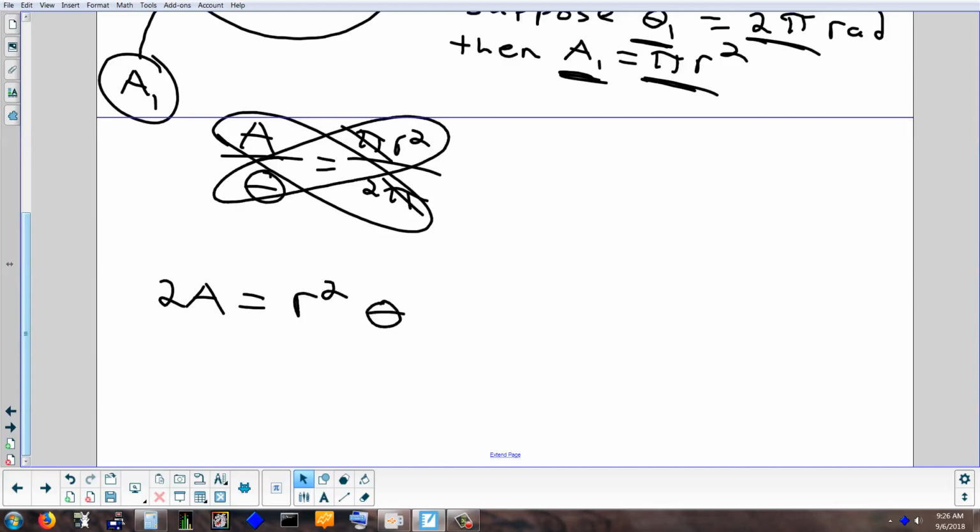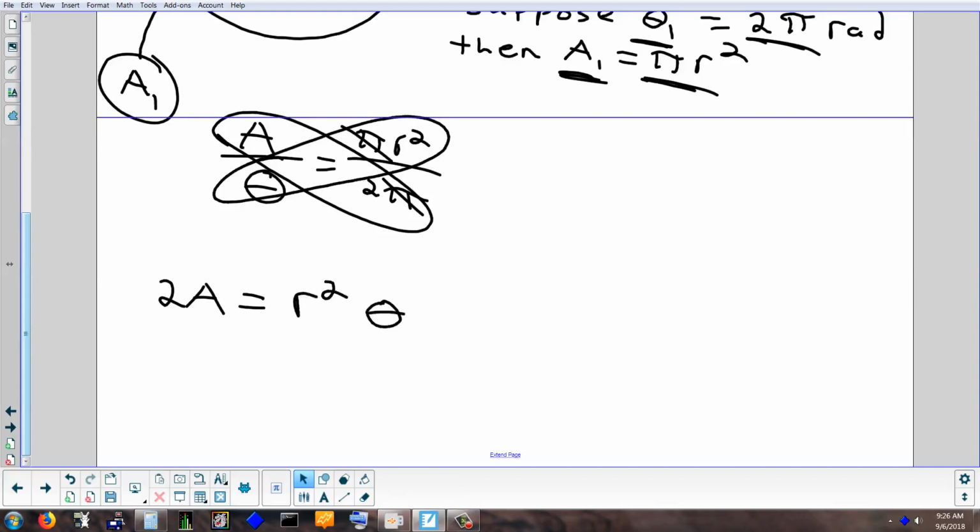Or r squared times theta, same thing. Now, our goal is not to have a formula for double the area. I just want to have area. So, how can I get rid of that 2? Divide both sides by 2.